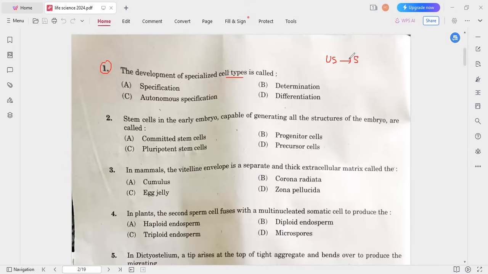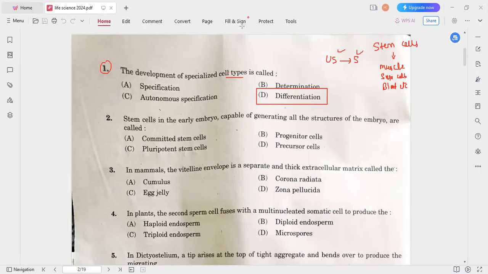Unspecialized cells are converted into specialized cells. For example, stem cells, which are unspecialized cells, are converted into muscle cells, sex cells, blood cells, etc. This process of conversion of unspecialized cells into specialized cells is called differentiation. The development of specialized cell types is called differentiation. So for the first question, option D is the correct answer.